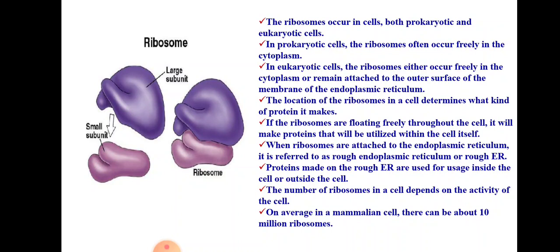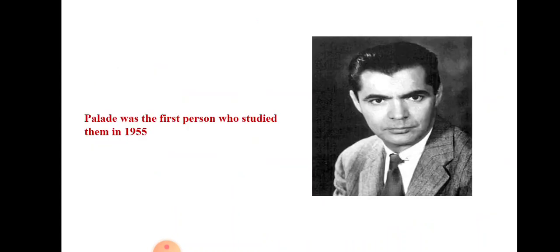When the ribosomes are attached to the endoplasmic reticulum, it is referred to as the rough endoplasmic reticulum. It is also involved in the synthesis of lipids, proteins as well as some steroids. The proteins made on the rough endoplasmic reticulum are used inside the cell or outside the cell. The average number of ribosomes in a mammalian cell is about 10 million. Palade was the person who first studied the ribosome, in the year 1955.